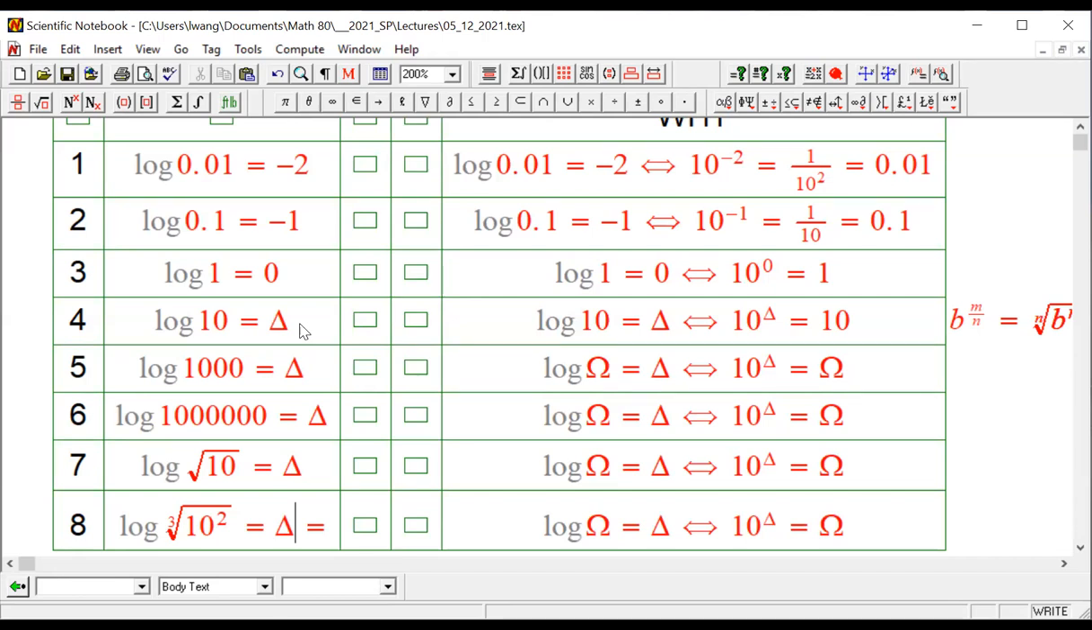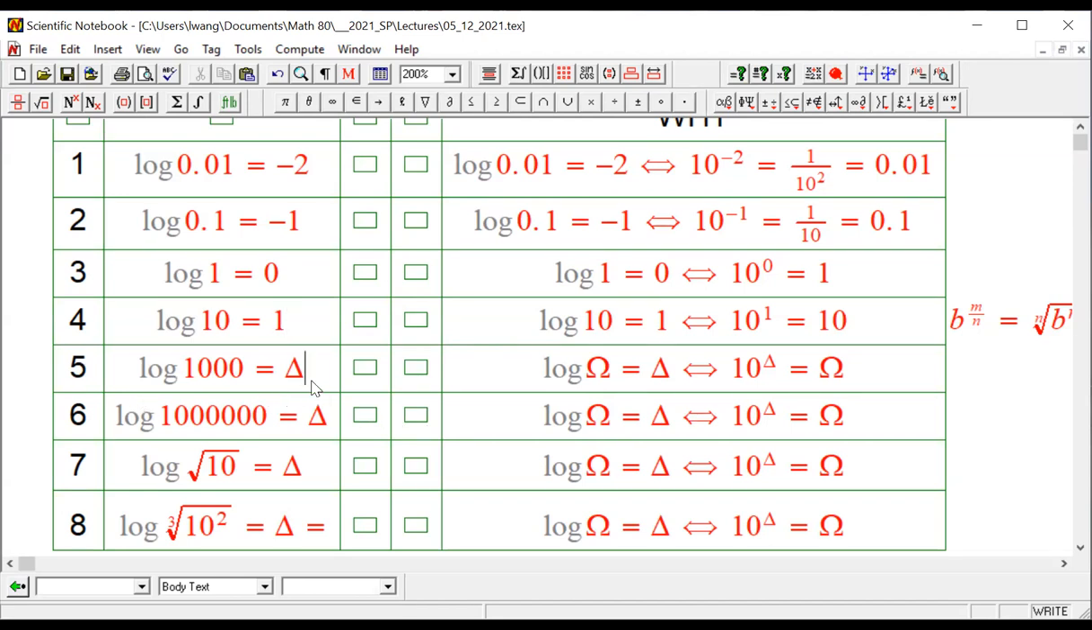What's log 10? What is a common log 10? One, yes, okay. If this is 10, the number that power 10 equals to 10, that must be one. So this is one. Oh, sorry, I'm putting it in the wrong place. That's one. Okay.